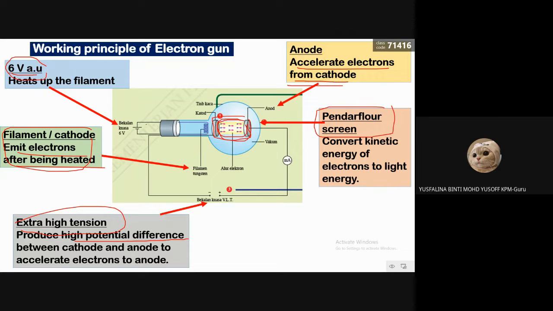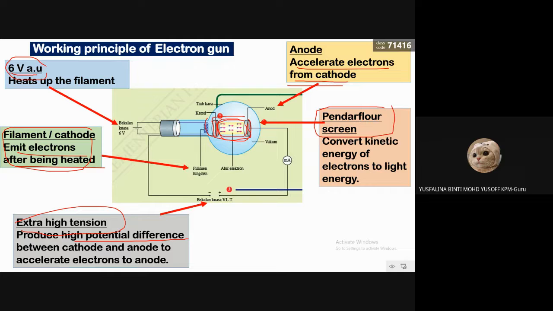We start from here. The first one is electric energy. Then the electric energy is converted to heat energy. Then the electron absorbs the heat energy, gains enough energy, and is released to the surroundings. This happens at this side. Then the electron is already released at this part, so it needs to move because the anode has an opposite charge. So it will move to the anode with high acceleration.